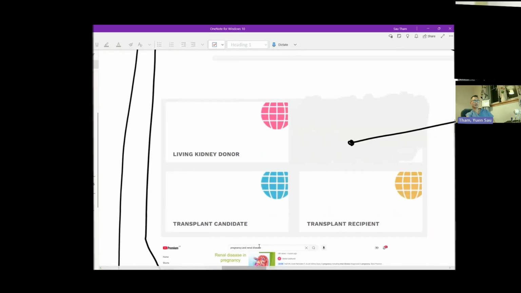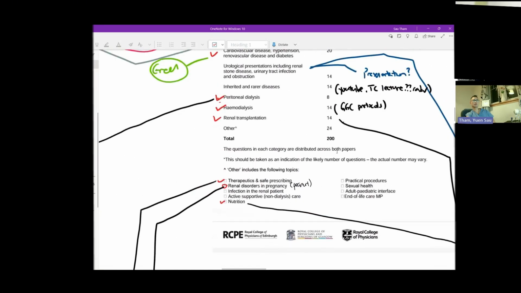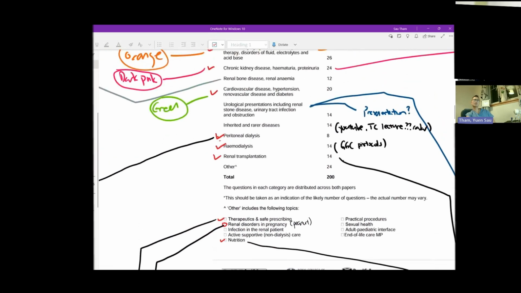I've got a wee black line. Nope, not helpful. What did I do there? Oh, it's renal transplant, my bad. Hemodialysis, oh yes, that's right.